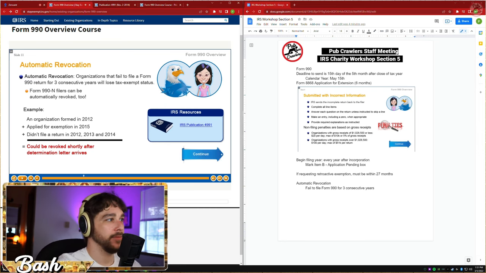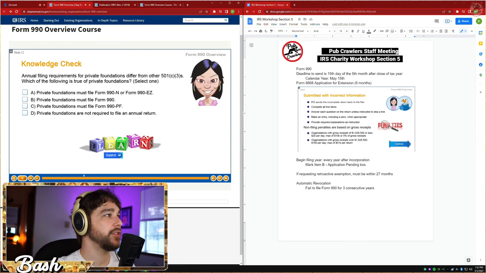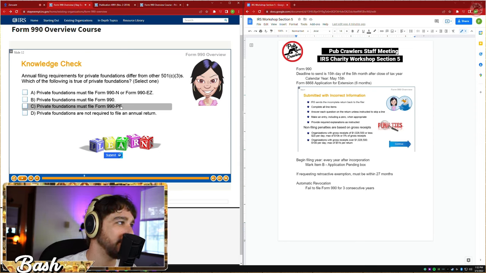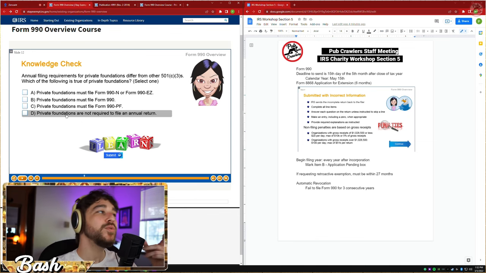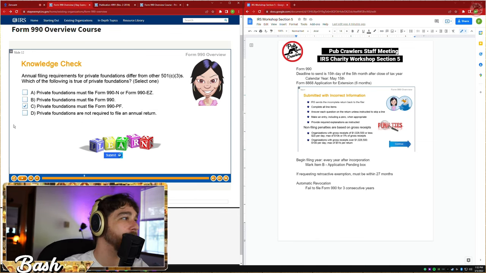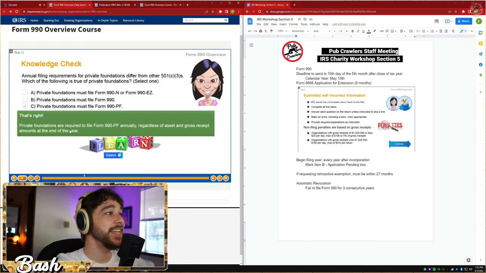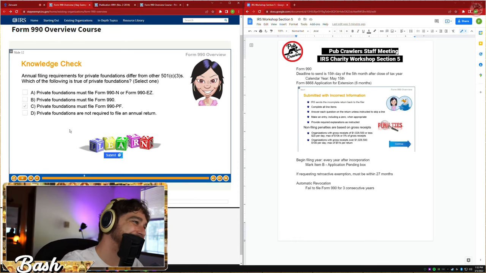Click the continue button for a few knowledge checks. Annual filing requirements for private foundations are different from other 501c3s. Which of the following is for private foundations? Select one answer and click the submit button. 990PF, that's for, yeah. But this one has the word, I'm not even going to mess around. Okay, so it's C. Yep. I think so, yes. All right, yay! Good job.